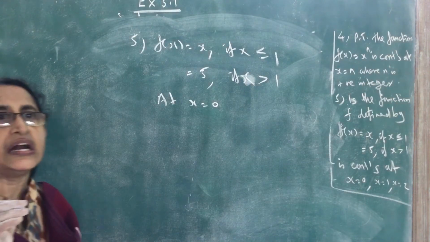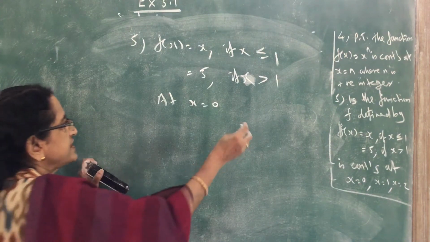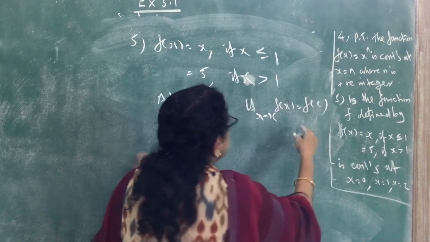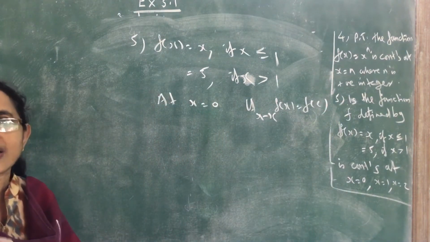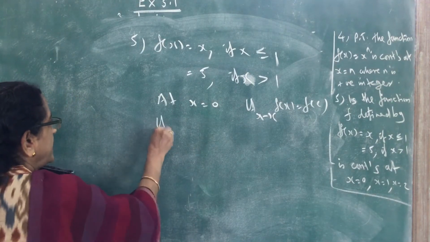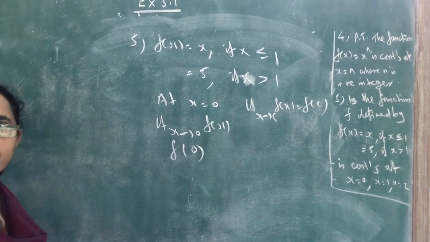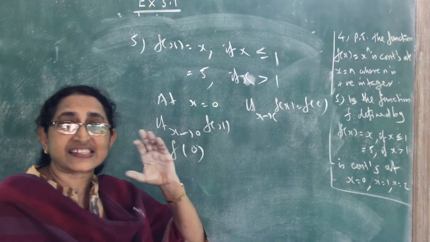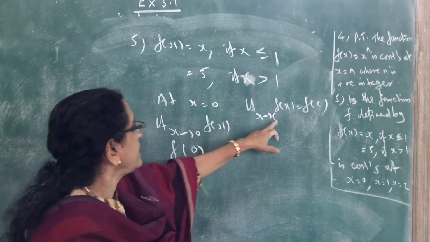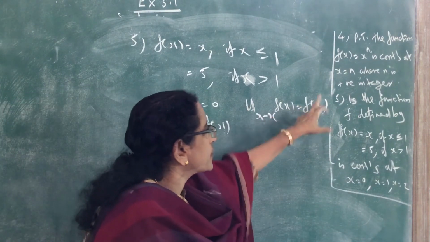What is the definition of continuity at a point? The definition is: limit x tends to c of f of x equals f of c. This is the continuity at the point x equal to c. Here we have to check the continuity at x equal to 0, so in place of c, we write 0. So we want to find limit x tends to 0 of f of x, and f of 0.